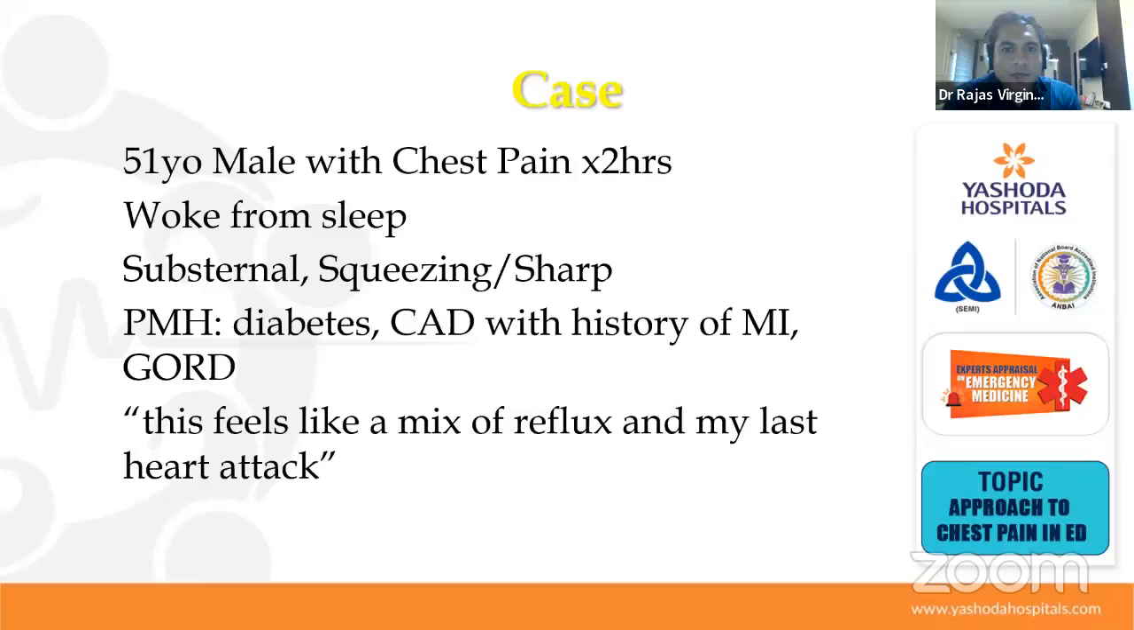So coming to the case, we've got a 51-year-old who's coming in with some chest pain for the last 2 hours. Says he's just woken up from his sleep, describes the pain as retrosternal, squeezing, sharp. In terms of his background, he's a diabetic. He's got a history of coronary artery disease with a previous history of an MI. He also has reflux disease as well, and says that this feels like a mix of reflux and my last heart attack. So this is a bit of a conundrum because it can be anything.